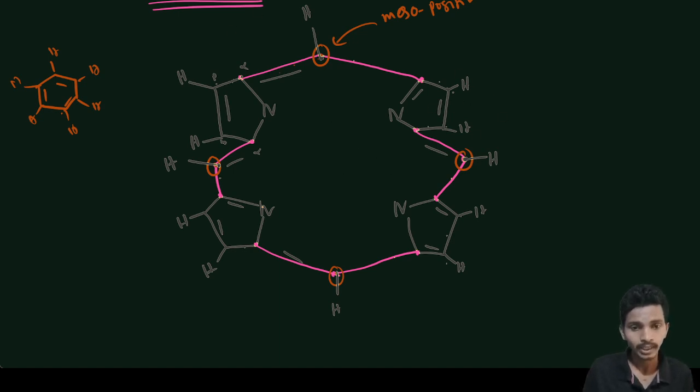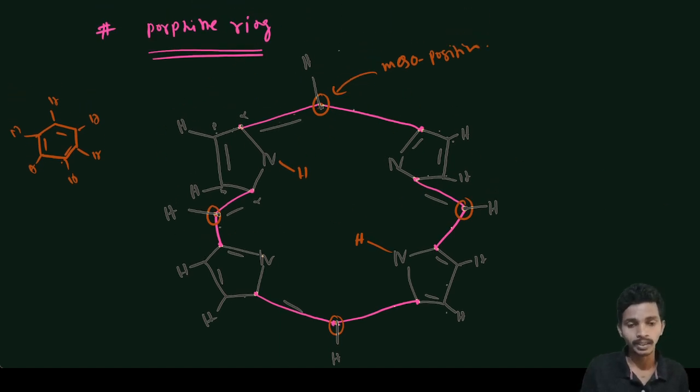Okay, and you see here that the lone pair is there. This lone pair is in conjugation, but here this lone pair is not in conjugation. Whenever a double bond is present adjacent to the nitrogen atom, the lone pair is not in conjugation. So here there is a hydrogen atom, and there also a hydrogen atom. Okay, so this is the structure of the porphyrin ring.